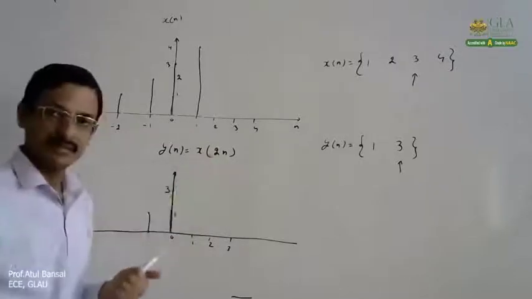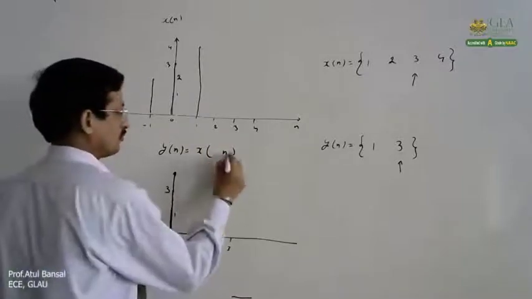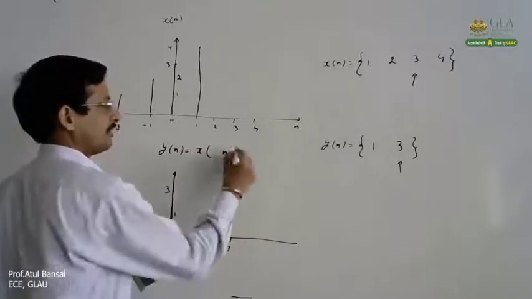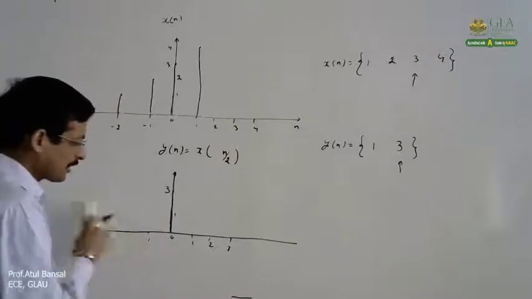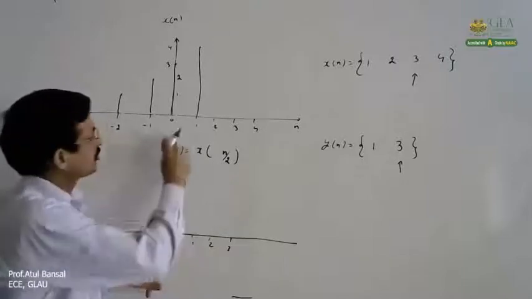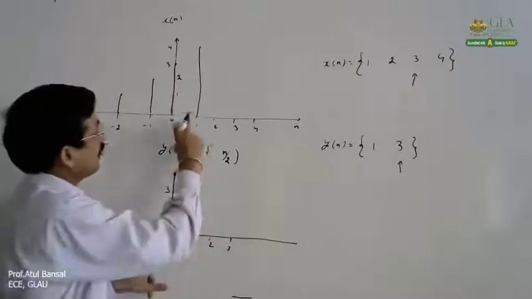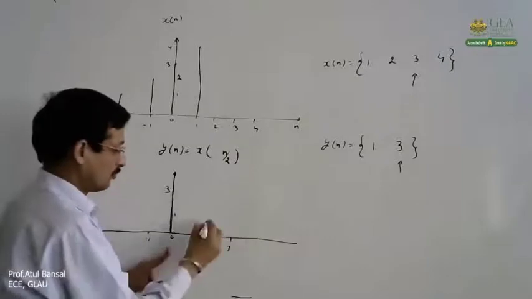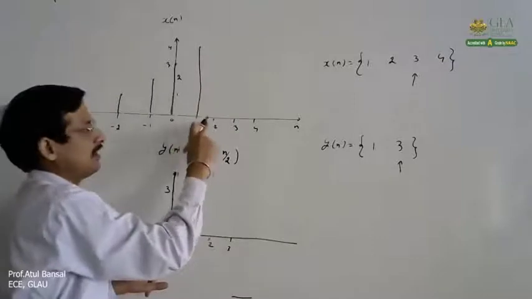Now let us take another. When A is less than 1, suppose it is n by 2. That means A is 0.5. Then what will happen? Signal will get expanded. So whatever is now at 0 will get multiplied by 2 in time. So 0 into 2 will remain 0. So 3 will remain the same at 0. Whatever is at 1 will now appear at 2 into 1, that is 2. So this value 4, which was at 1, now will appear at 2.